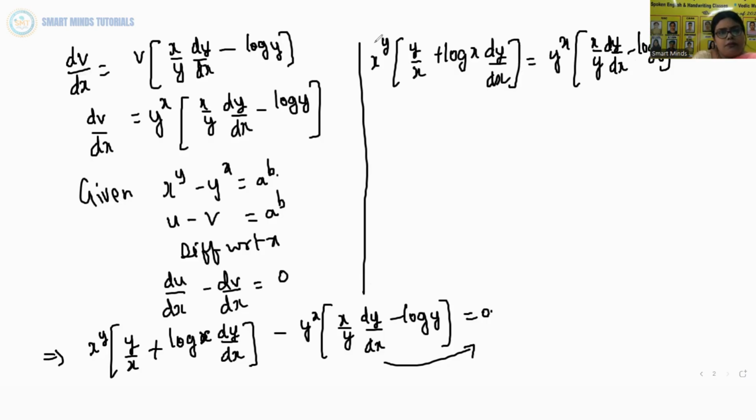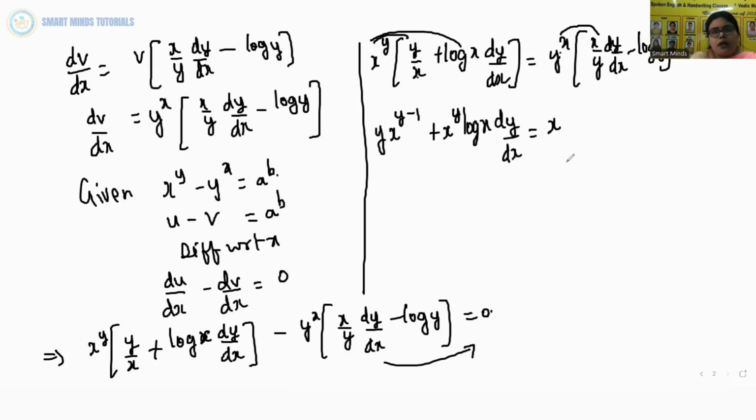So now let's multiply this into this into this. So x power y by x will become y x power y minus 1. Did you understand this? Why I am writing as it is, x power y by x becomes x power y minus 1 plus x power y log x dy by dx equals, now we multiply these two. So x I am writing as it is, y power x by y becomes y power x minus 1 dy by dx minus log y.